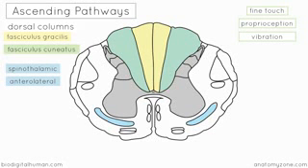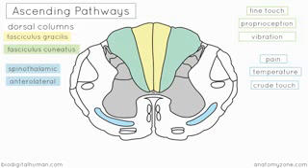So the anterolateral tract is known as the spinothalamic tract, and this relays information to the somatosensory cortex regarding pain and temperature information and also crude touch. The lateral aspect of the spinothalamic tract carries pain and temperature, whereas the anterior spinothalamic tract fibers carry crude touch information.